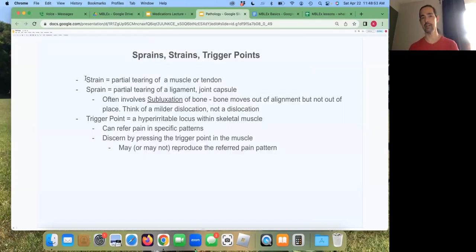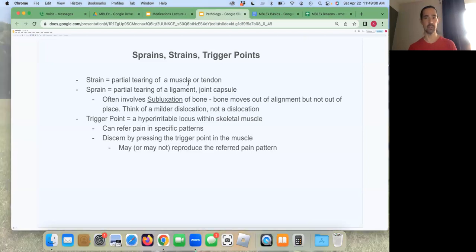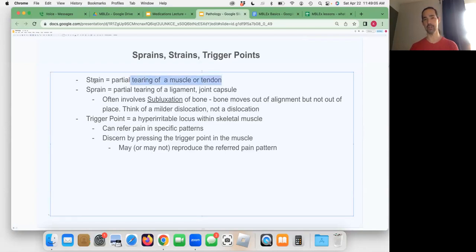A strain is a partial tearing of a muscle or a tendon. Tendons are attached to muscles. They attach muscles to the bone. So a muscle or a tendon is a strain, a muscle strain. A sprain, on the other hand, is partial tearing of a ligament or a joint capsule. So sprain is the joint. I should put joint like that. And strain is muscle. So when you hear sprain with a P, you think joint. When you hear strain with a T, you think muscle.